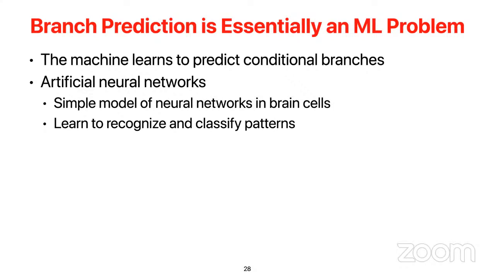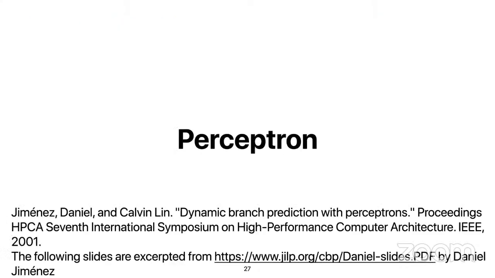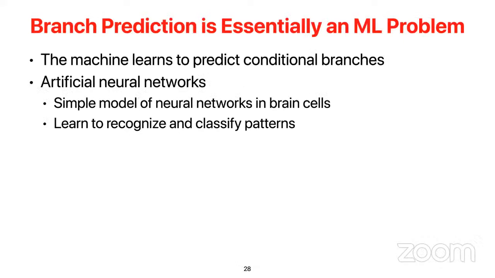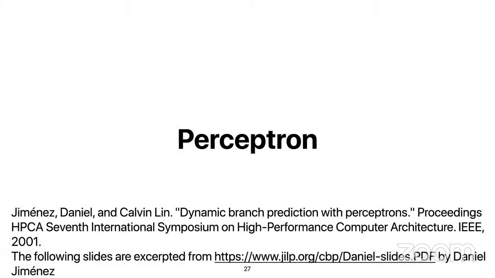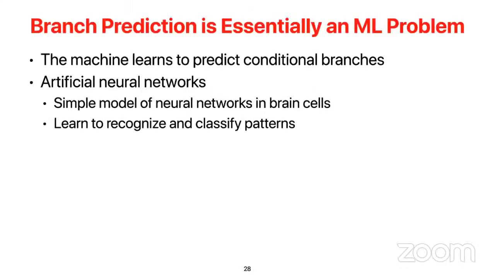There are many different ways of doing machine learning, as you know, like random forest, tree-based decision trees, or support vector machines. But the most widely discussed one is probably neural nets. However, if you look at the history, this is a paper from 20 years ago. A lot of people say neural nets are new, but it's actually not that new, because 20 years ago computer architects were already trying to use neural nets for branch prediction. So we know neural nets are a way that we can do ML for branch prediction. So how can we use that for branch prediction? That's what the paper is talking about.